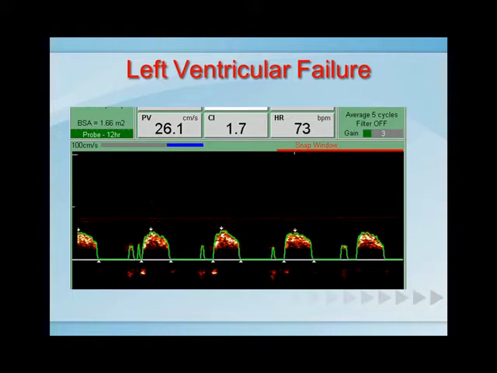The shape of the wave also shows left ventricular failure. It has a flattened wave indicating less contractility. This is the same type of picture you may get with left ventricular dysfunction, a reduced height due to reduction of the contractility of the heart muscle.